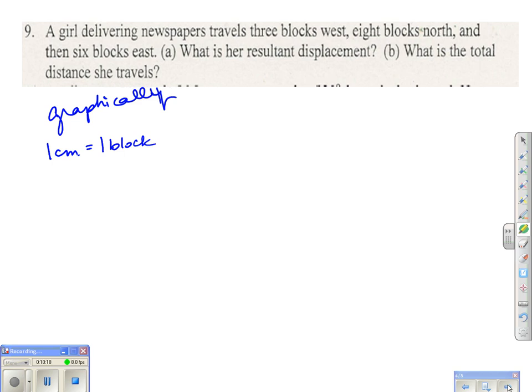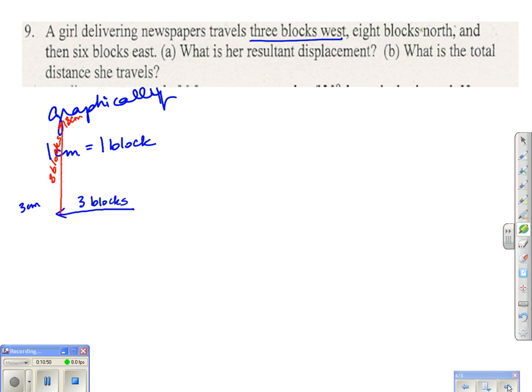Okay, so I'd start off with my 3 blocks west. I'd draw a 3 centimeter long line, and I'm not measuring these out, so they're not perfect, but I'm just giving you the idea. I'd label it 3 blocks and put my arrow to say that it's west. Then I would turn and go up 8 centimeters, and I'm going to draw all the way through my little lines here to make it more realistic. So that would be 8 centimeters, and I'd label it 8 blocks.